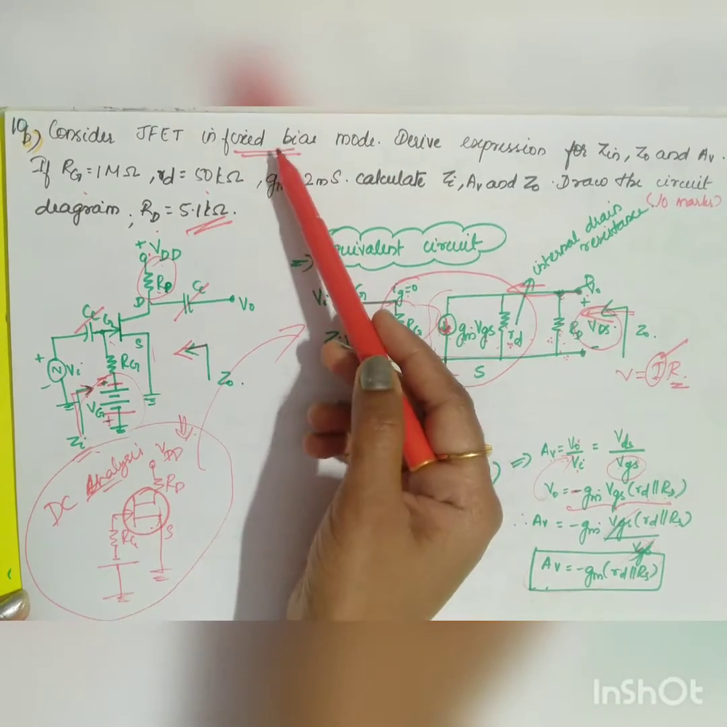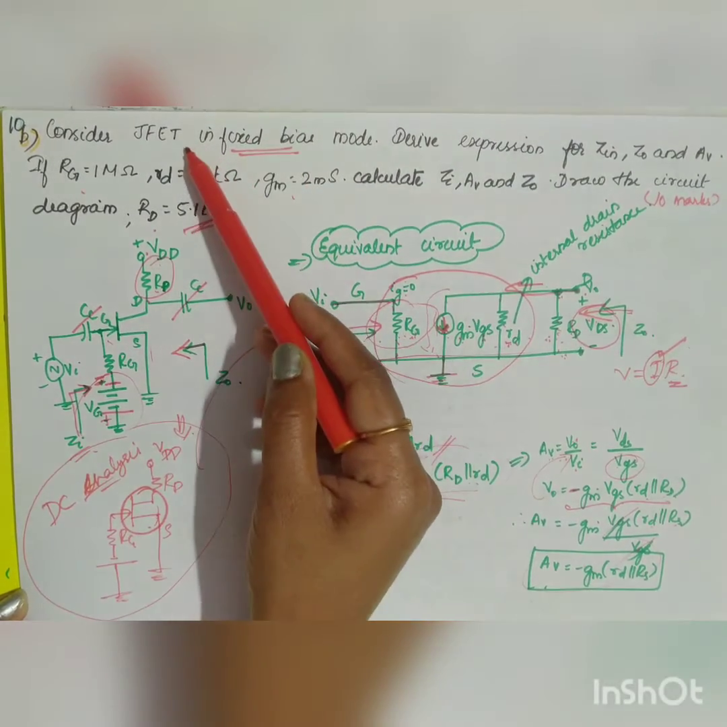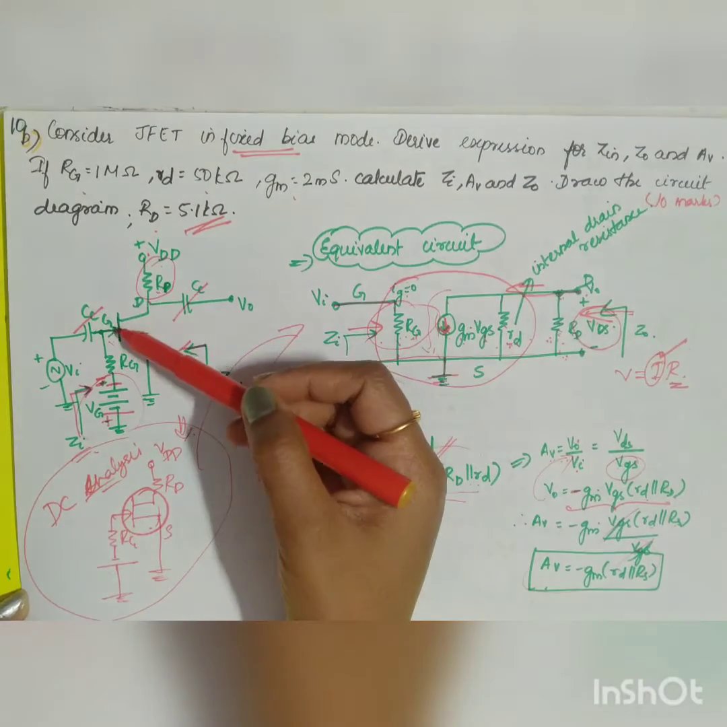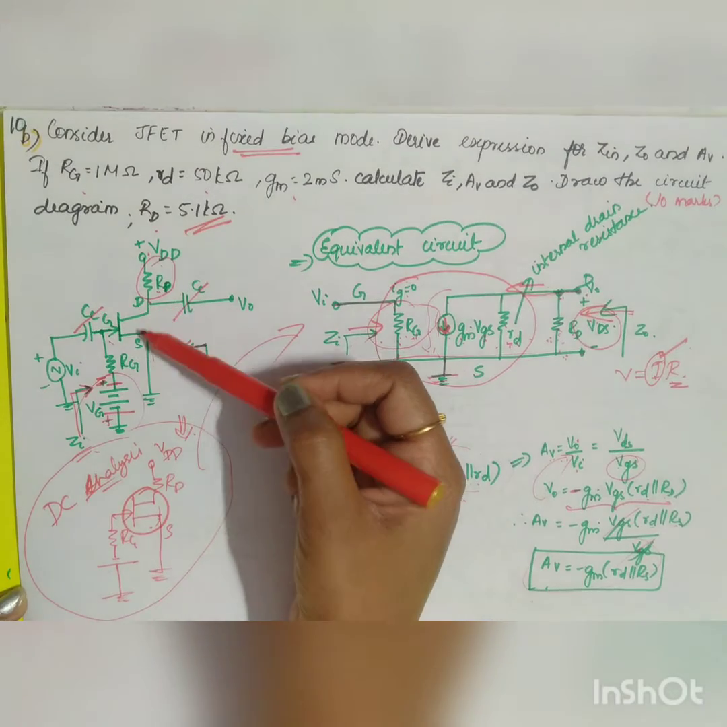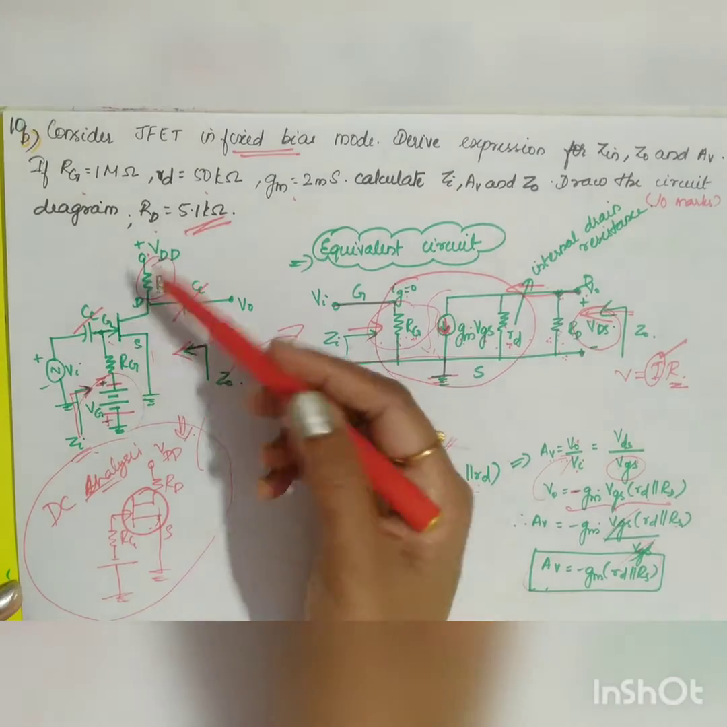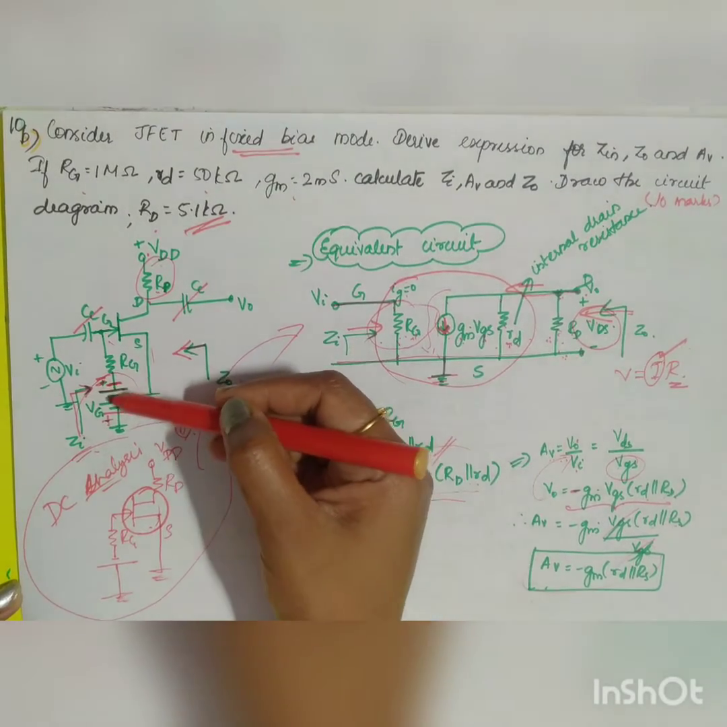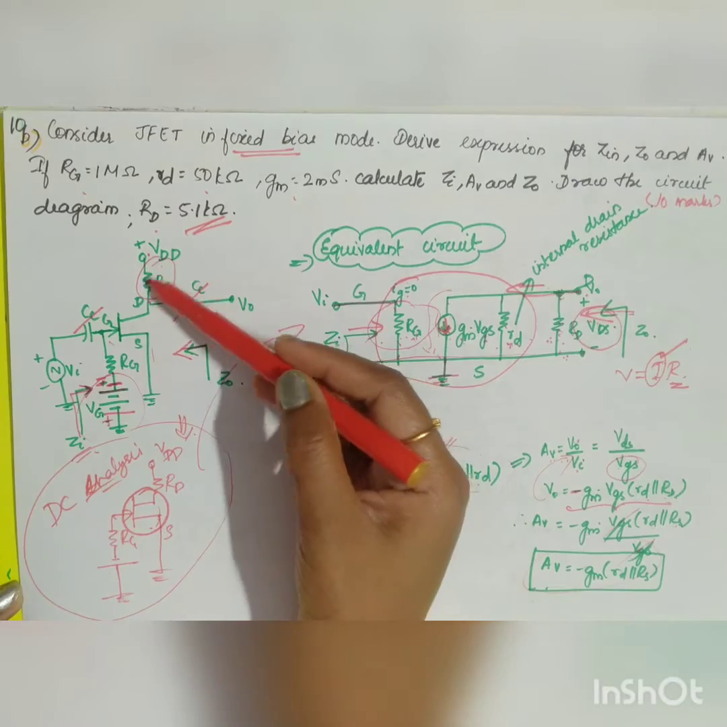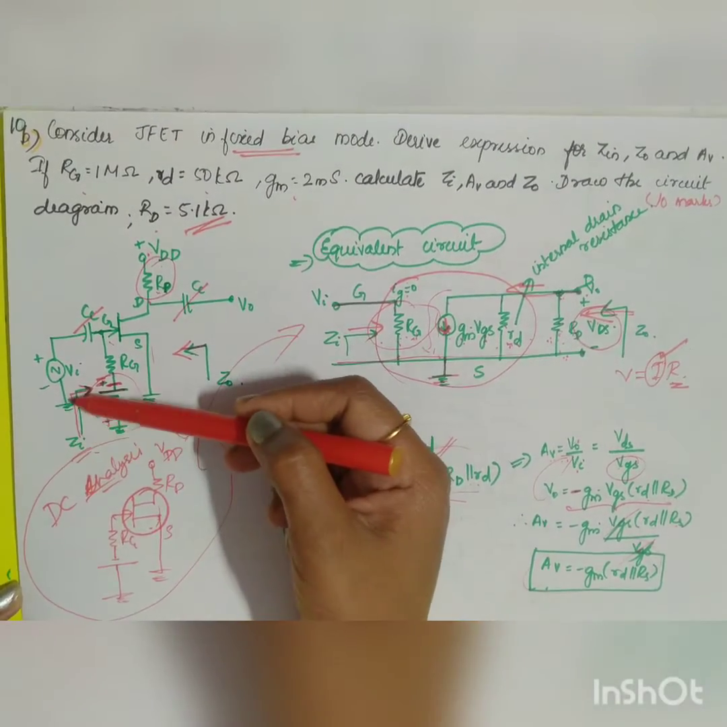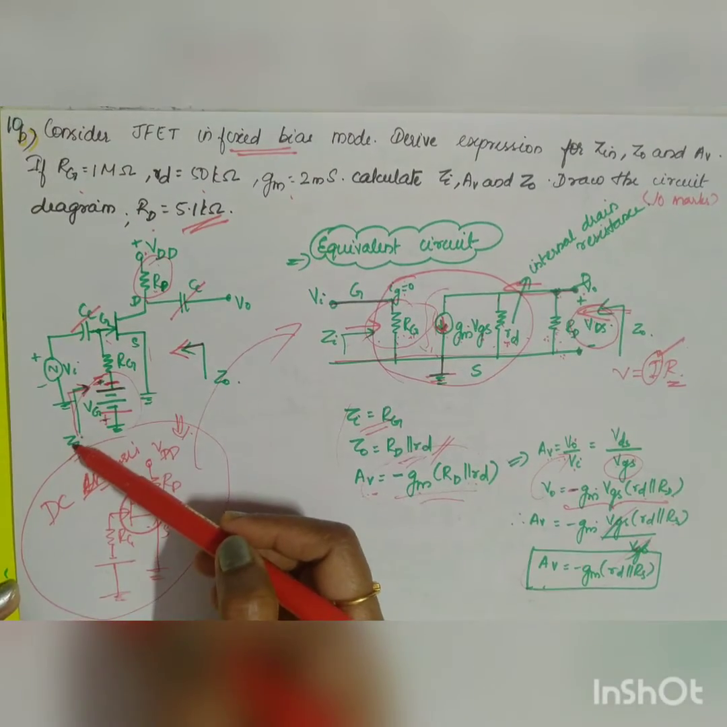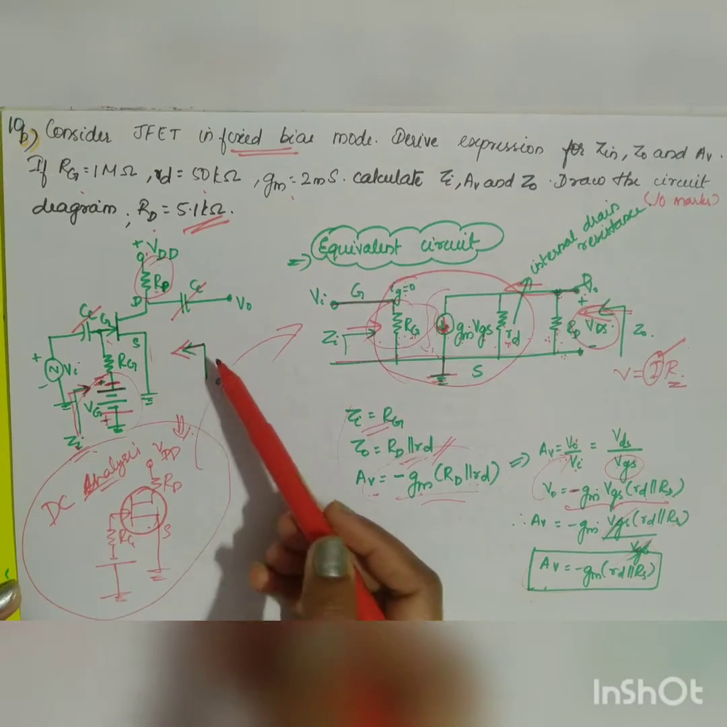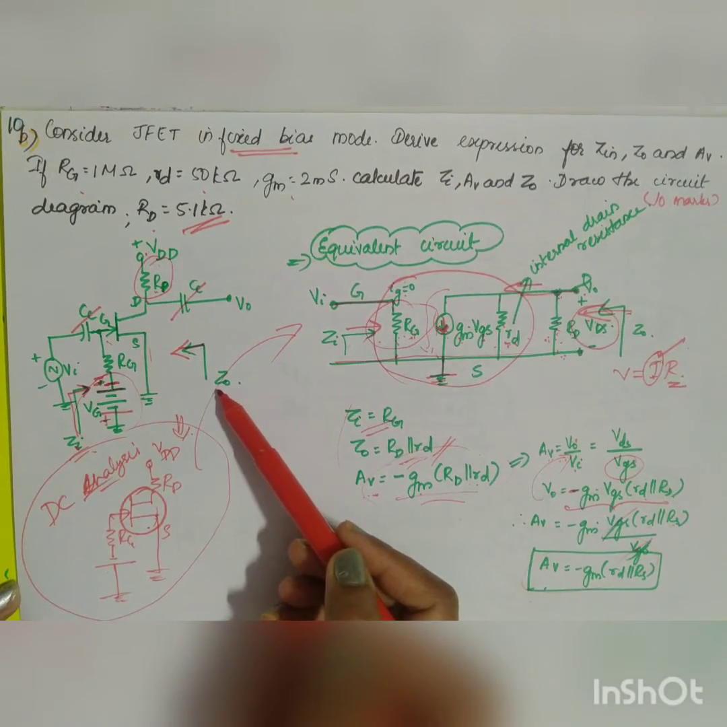So what is given in your problem? It is a fixed bias mode of your JFET. So first let us draw the diagram for your fixed bias mode. Here you have your gate, drain, source. In the input side you will be having an RG and your supply voltage VG, right? And in the output side you have RD connected to your plus VDD. Looking towards your input side, the impedance is the input impedance Zi, and looking towards your circuit from the output will be your output impedance, that is your Z0.